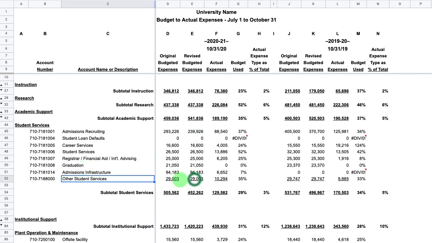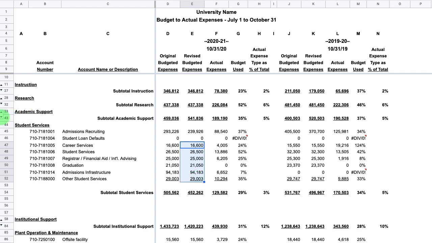And then there are some other student services. So you can get a sense, at least with respect to the size of these numbers, where the priority and focus is in this organization. And you can see that it's in growth and expansion, because the admissions recruiting budget is more than all of the other budgets put together, including the admissions office infrastructure budget.